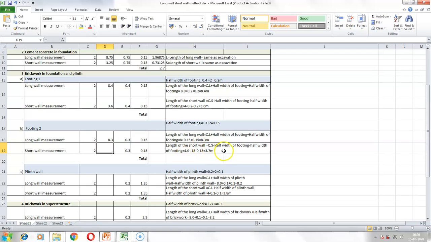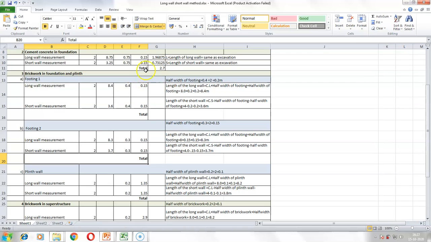And the length of the short wall is the central line of the short wall minus half width of the footing, minus half width of the footing, which is 4 minus 0.15 minus 0.15, which is 3.7 meters. So we've got the long wall, short wall measurement of footing number 2.